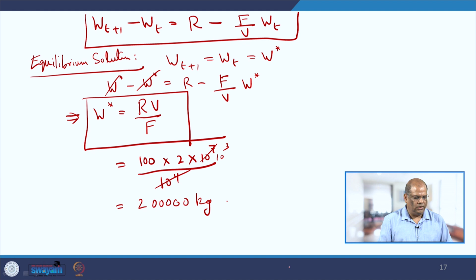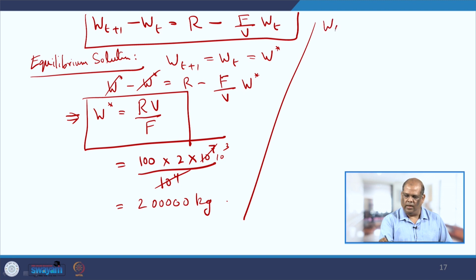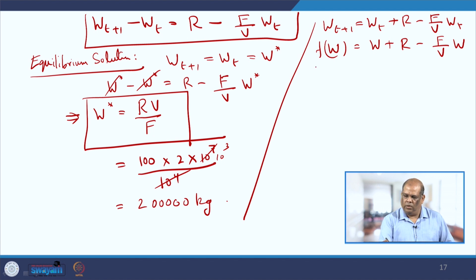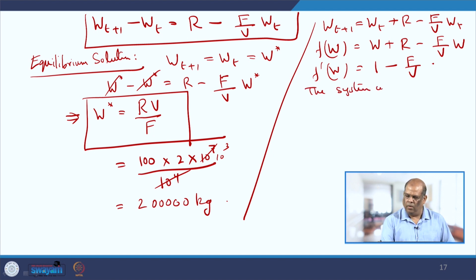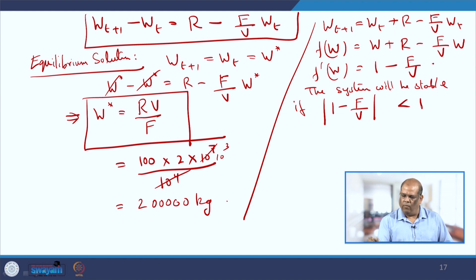Now, to find the stability. So, you can write this as Wt plus 1 equal to Wt plus R minus F by V into Wt. So, let me put f of W is equal to W plus R minus F by V W. So, f dash W, that is equal to 1 minus F by V. So, the system will be stable if mod 1 minus F by V is less than 1.